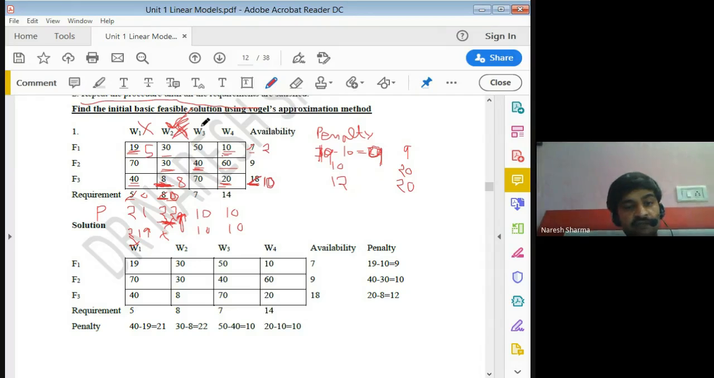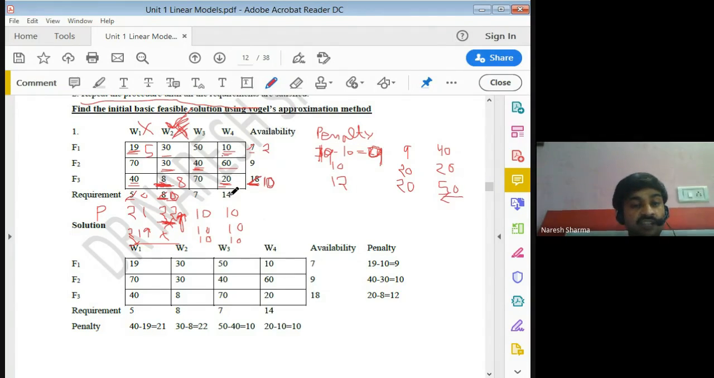Again calculate the penalty. First, 50 minus 10 is 40. So you can do it in one table only. 60 minus 40 is 20. 70 minus 20 is 50. And here it is again 10 and 10. And the first 2 columns are already deleted, removed, crossed, whatever you say. Now the maximum value is 50. Now we select the third row.